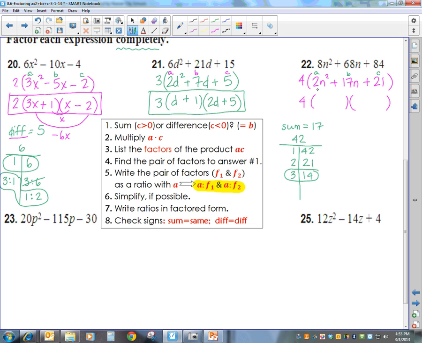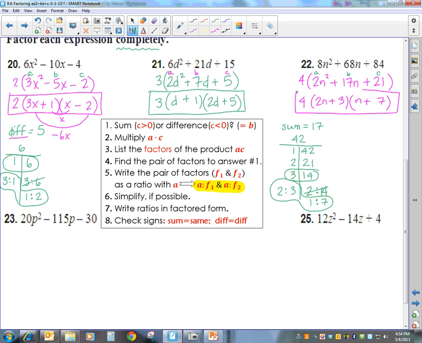And my A value is 2. So A to the first factor and A to the second factor. That cannot be simplified. This one simplifies to 1 to 7. So this is what my factors are going to look like. So I'm going to go back up and I'm going to write 2n and 3 and n and 7. This is positive. I have a sum. My signs will be the same, and they'll be the same as the middle term. And there we have it.